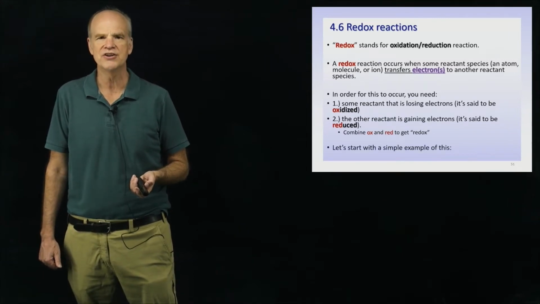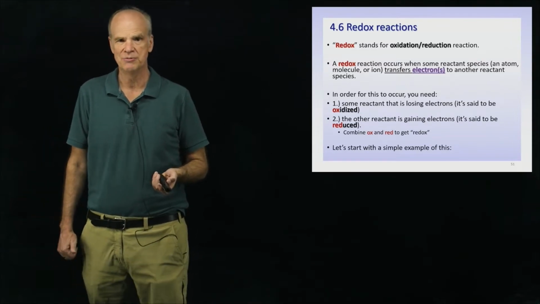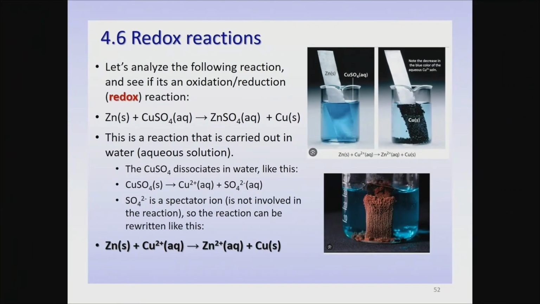One of the things I want to do to introduce this is to go over a very simple example of this. So I'm going to go over to the computer here. Let's take a look at what I think is a fairly simple redox reaction. We have a reactant here, which is zinc, and we have another reactant, which is copper sulfate. These reactants are reacting, meaning electrons are going to be transferred from one reactant to the other. When that happens, you get these products: zinc sulfate and copper.